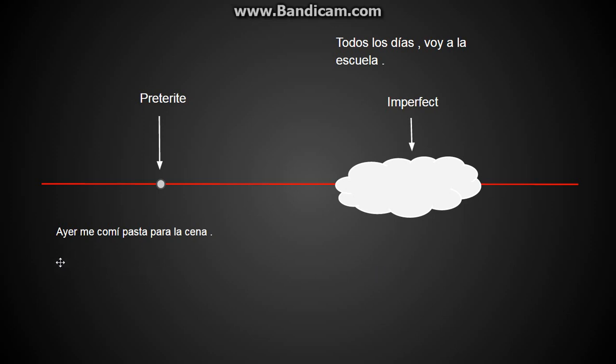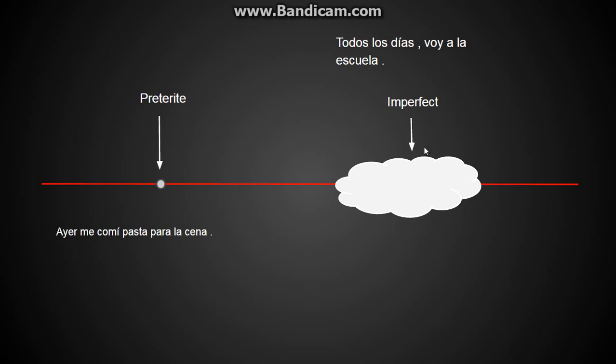Here's the timeline I keep referring to. If you took a preterite statement and you put it on a timeline, it would be a certain point, since we do know the beginning of the statement and the ending of the statement. For example, I put ayer me comí pasta para la cena, which means yesterday I ate pasta for dinner. And by using the word yesterday, we know when it started and we know when it ended.